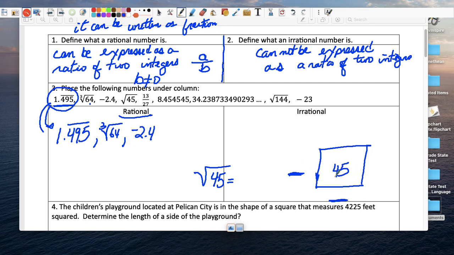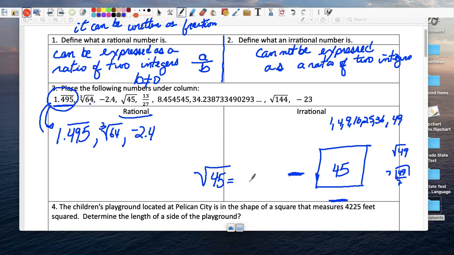Is 45 a perfect square? Go through your list in your notebook. It would be 1, 4, the perfect squares: 9, 16, 25, 36, 49 is the next perfect square. So the square root of 49, if you imagine a square whose area is 49, has sides of 7 and 7, because 7 times 7 is 49. But 45 is not a perfect square.